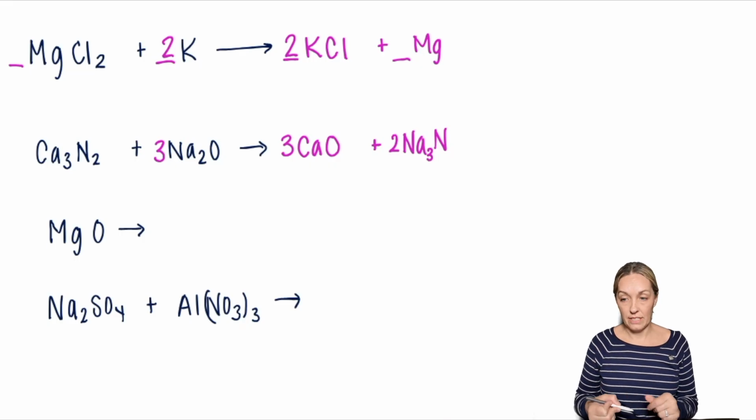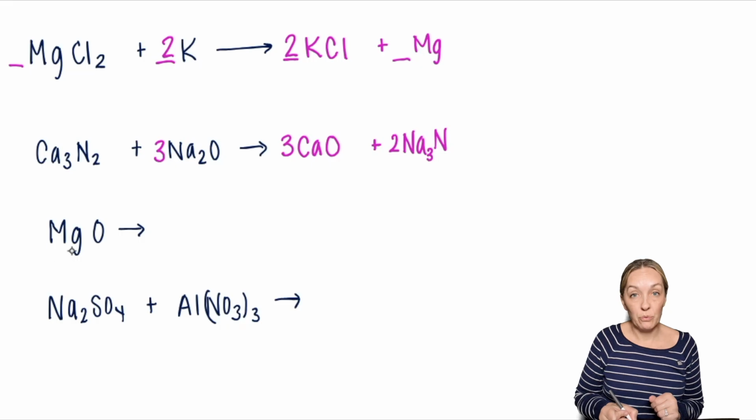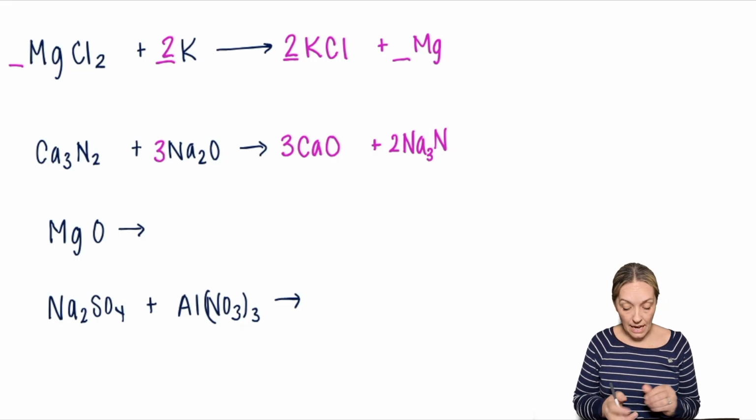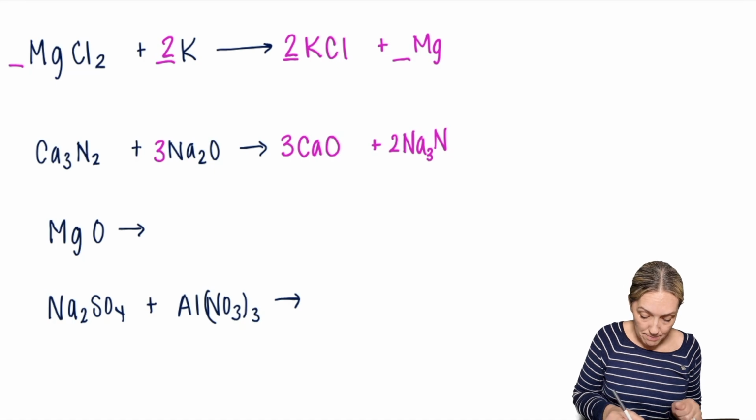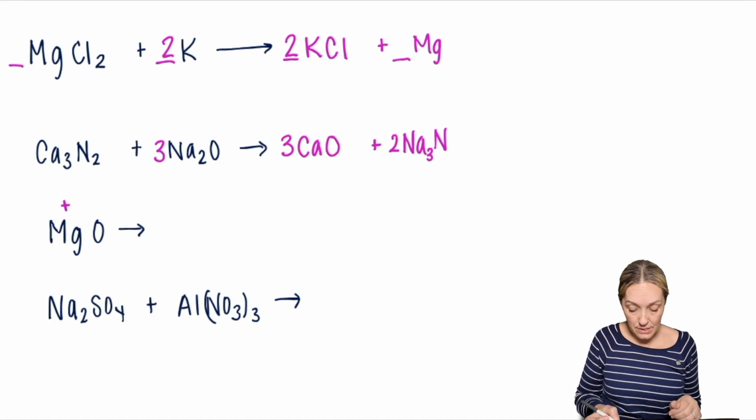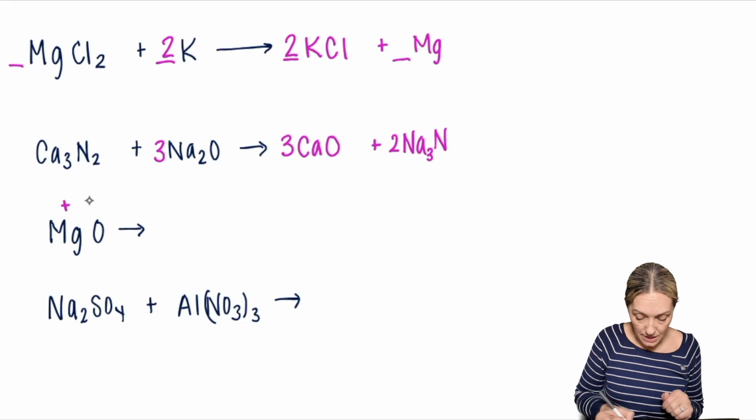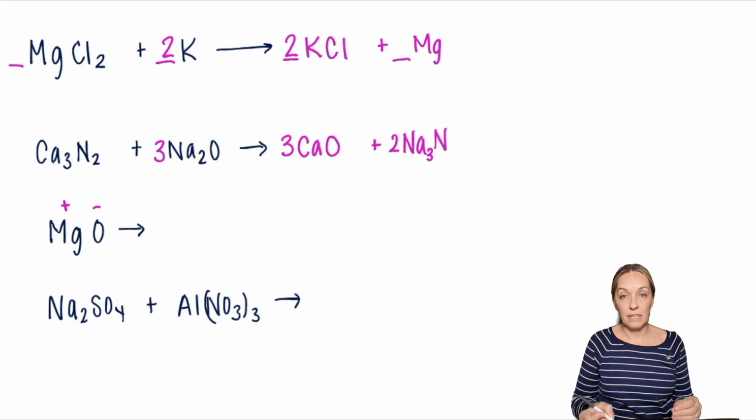Let's take a look at a third example. This time I have only one reactant. That one reactant is a compound. I know that because I have 2 capital letters. When I have a compound and it's ionic, the first will always be the metal or positive, and the second element will always be the negative charge.